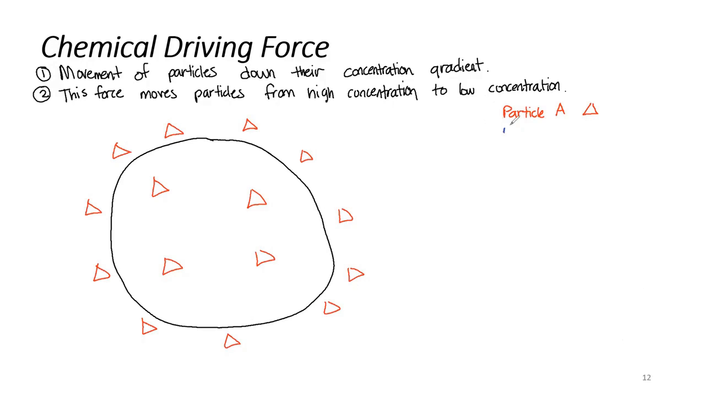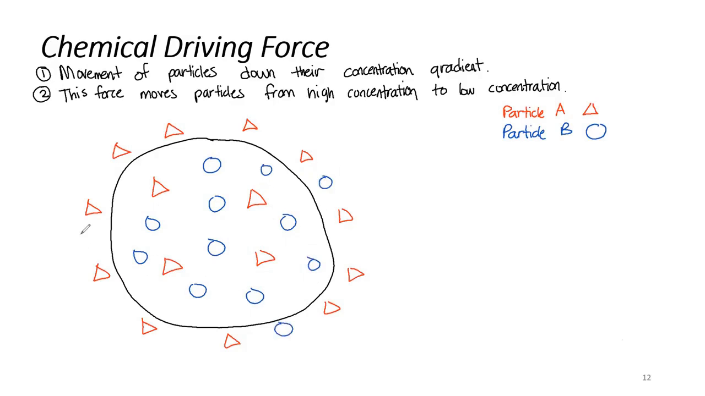And then we've got particle B. And particle B is at a higher concentration inside the cell, and then a lower concentration outside. Okay, and I'm sure we can already begin to predict which direction each of these particles is going to move. And that is the force that we call the chemical driving force. It's the force that wants to bring these particles to equilibrium.